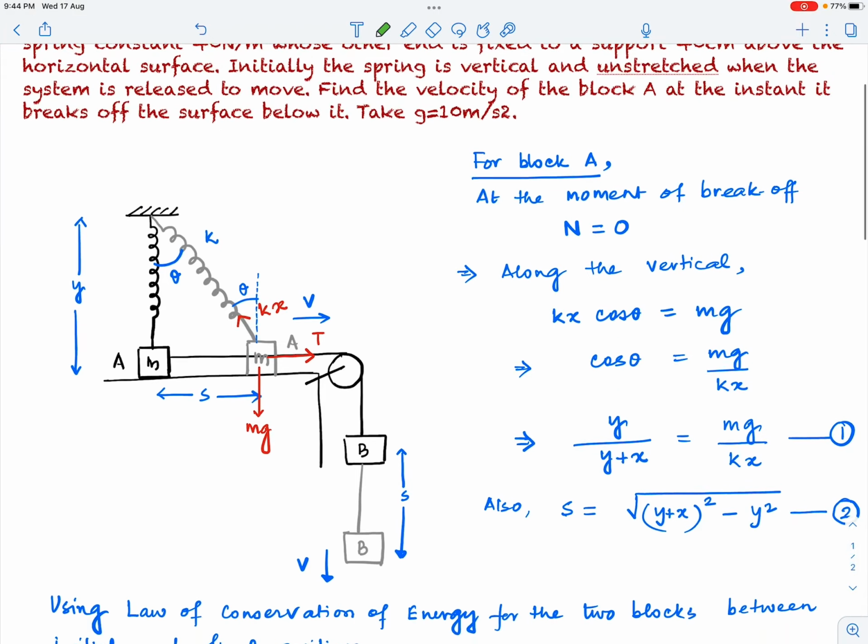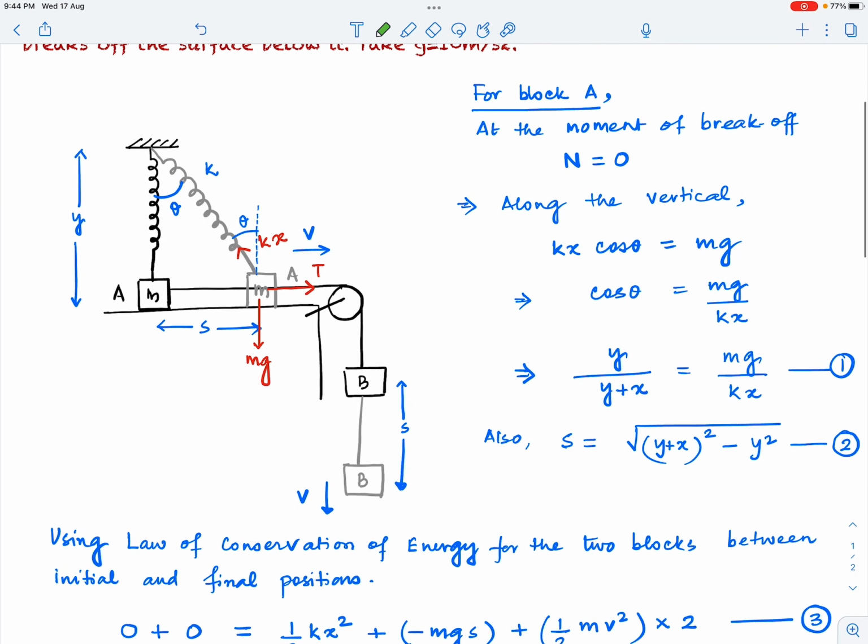So, this is the figure in hand. The two blocks connected through a string, shown in black, is the original state of the system. See that block A is connected to a spring which is vertical initially.